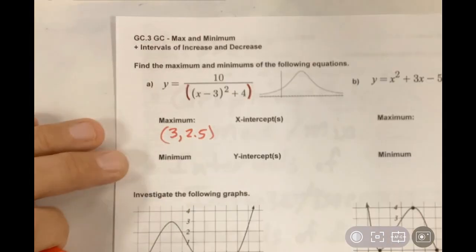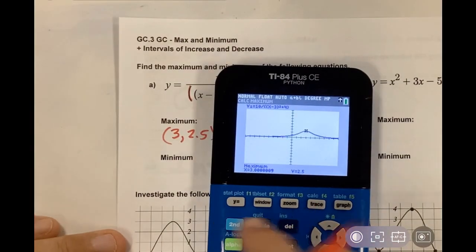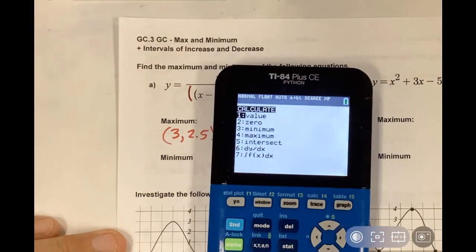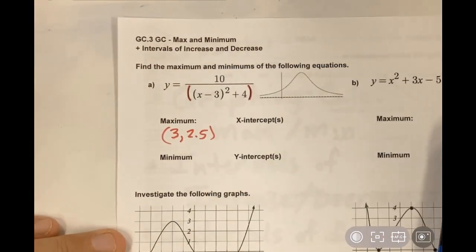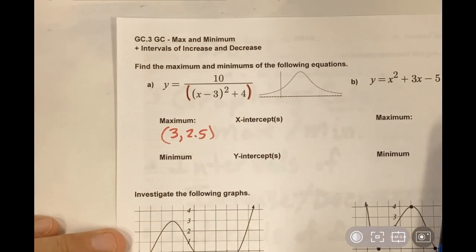Now, if you're asked to find the minimum, you do the exact same thing. You'll press second, trace, and then choose minimum. But you have to have a little bit of knowledge about minimums. If this graph ever kept going down forever, you cannot have a minimum. It has to actually stop at some point.